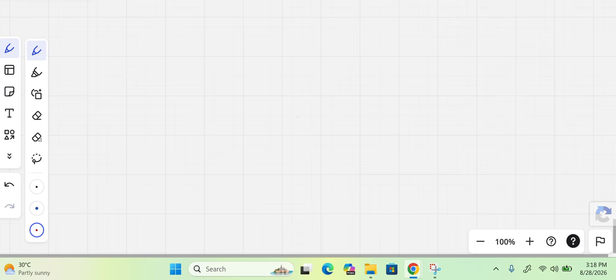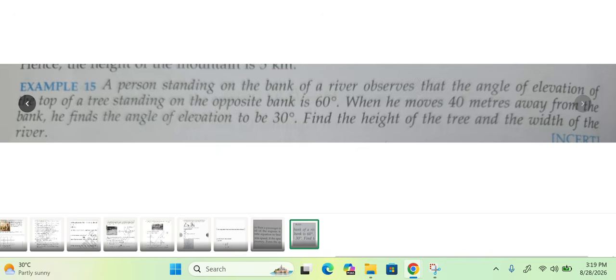Guys, have you completed writing? Okay, if you all have completed writing, draw a diagram yourself and then cross verify with me.